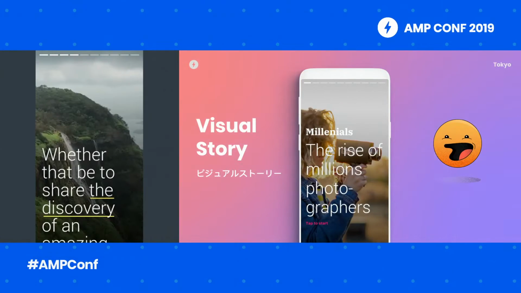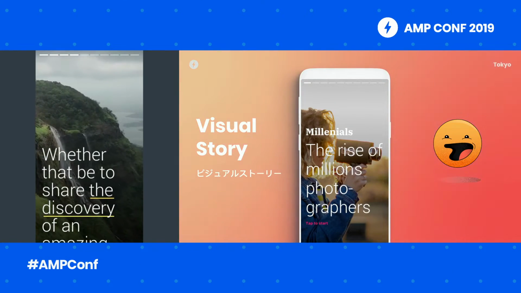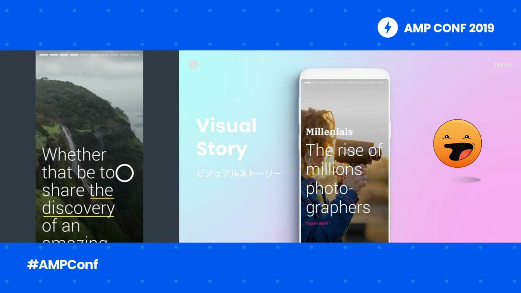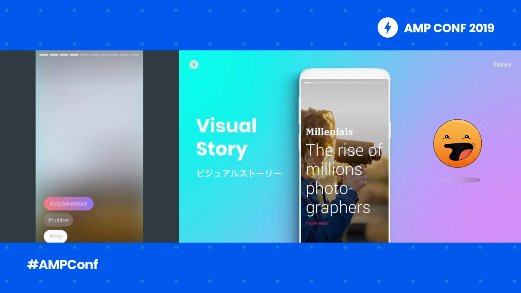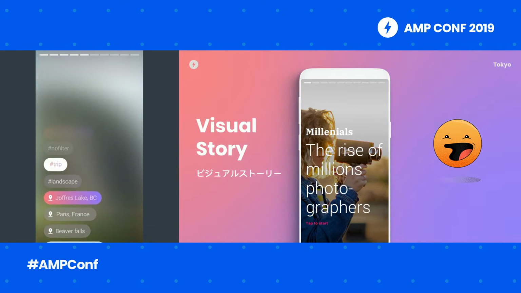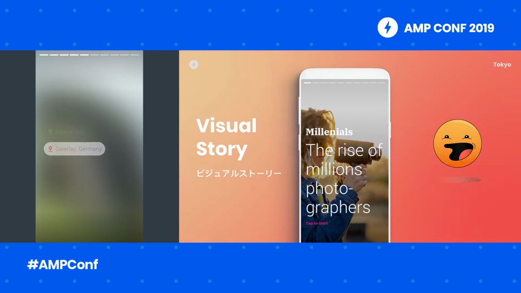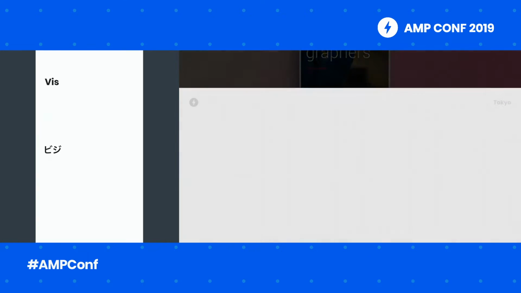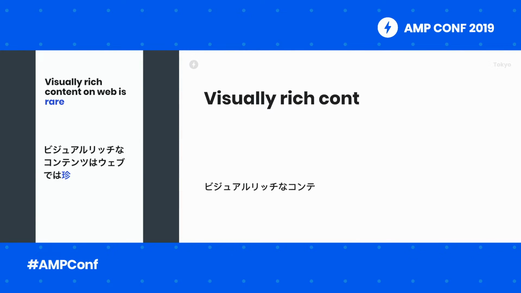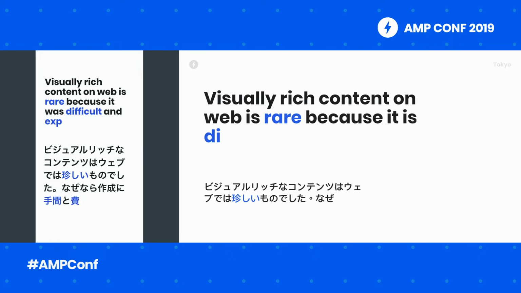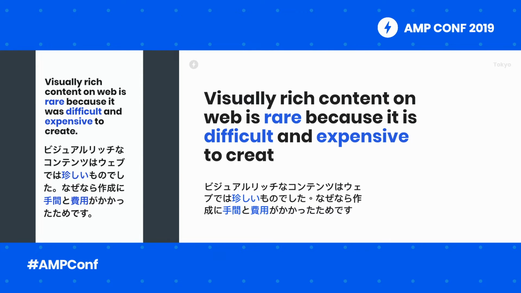Because of the suffering to read traditional long-form articles on mobile screens, we're hoping for more visual forms of storytelling and a better content consuming experience that's designed for mobile first. We see that the visually rich content format are getting more and more popular in the native world. But visually rich content on web is still rare because it's difficult and expensive to create.